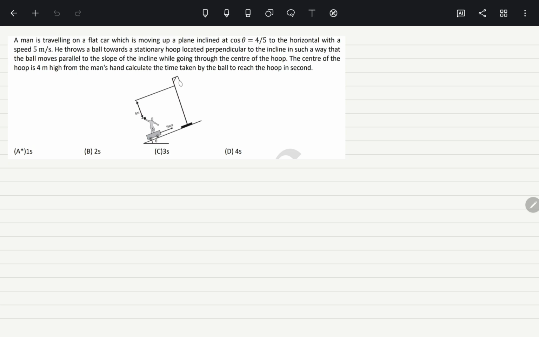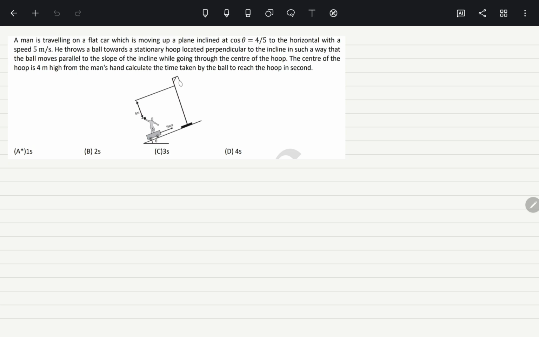The question is: a man is traveling on a flat car which is moving up a plane inclined at cos theta equal to 4 by 5 to the horizontal with the speed 5 meter per second. He throws a ball towards a stationary hoop located perpendicular to the incline in such a way that the ball moves parallel to the slope. The center of the hoop is 4 meter high from the man's hand. Calculate the time taken by the ball to reach the hoop in second.